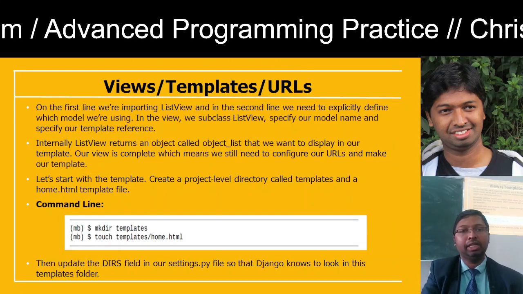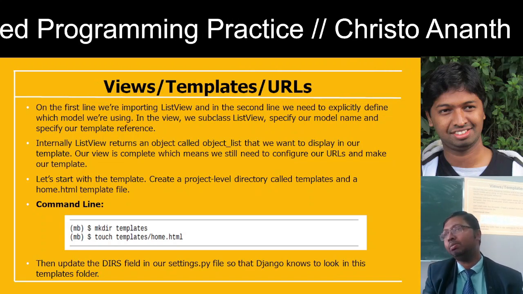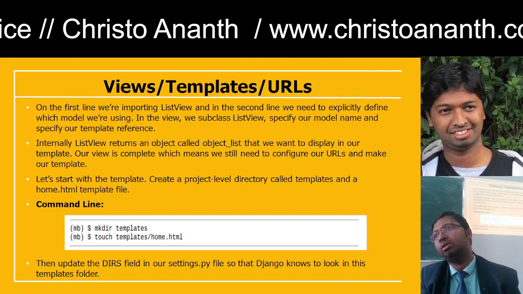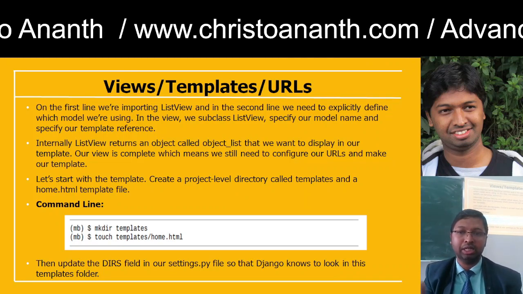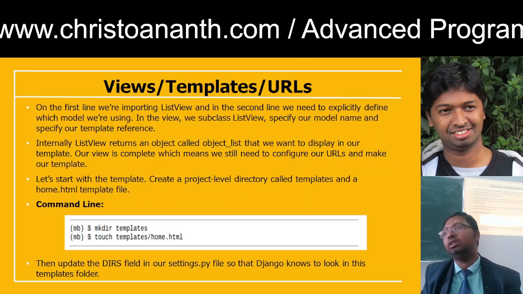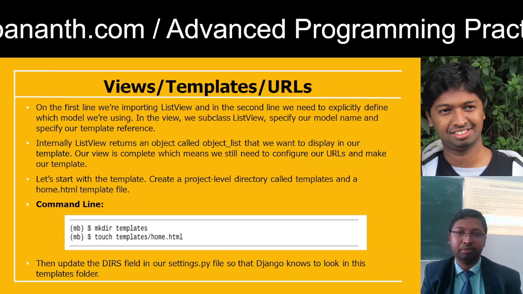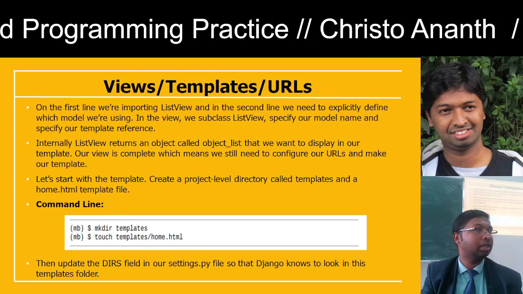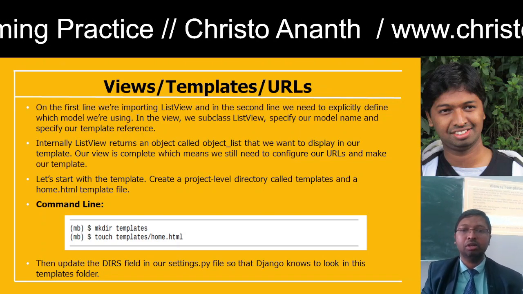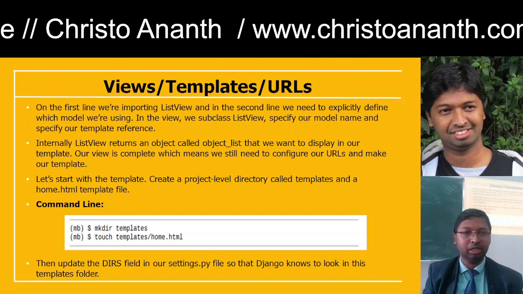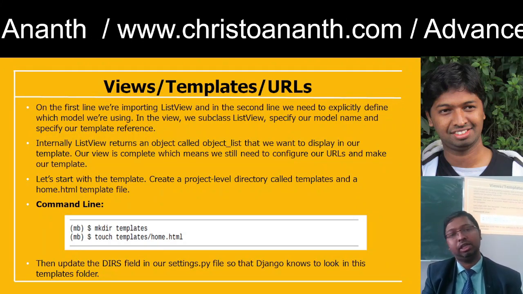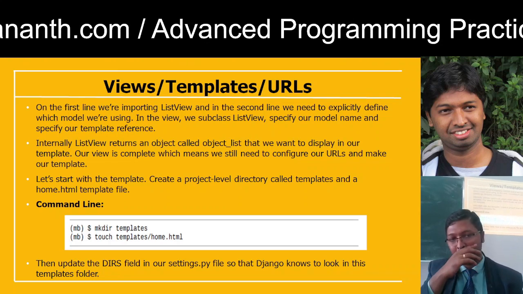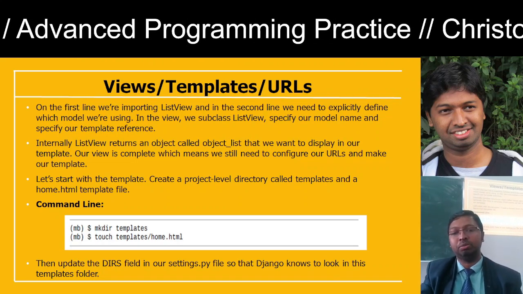And here you are going to import the ListView, and second you are going to explicitly define what model you are actually using. So within the ListView you specify the model name and the template reference. The ListView is going to return an object called object_list. Then you create a project-level directory called templates, and within that you will have home.html. So mkdir templates, and within that touch templates/home.html.